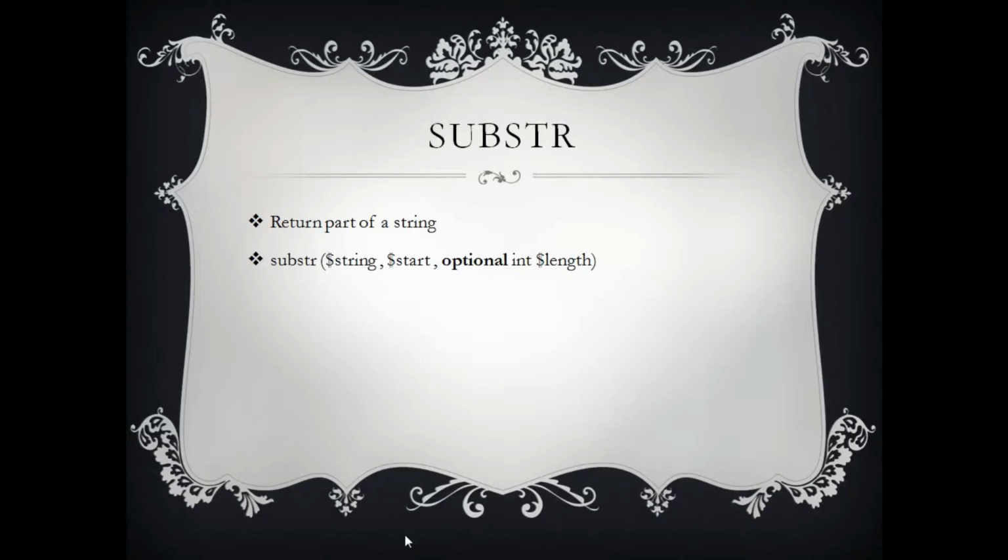After the string position, now we will move toward the substring. The substring returns part of a string. It has two required parameters and a third optional one. The first parameter of substring is the string, then the start index, and after that there is an optional one, which is the length.